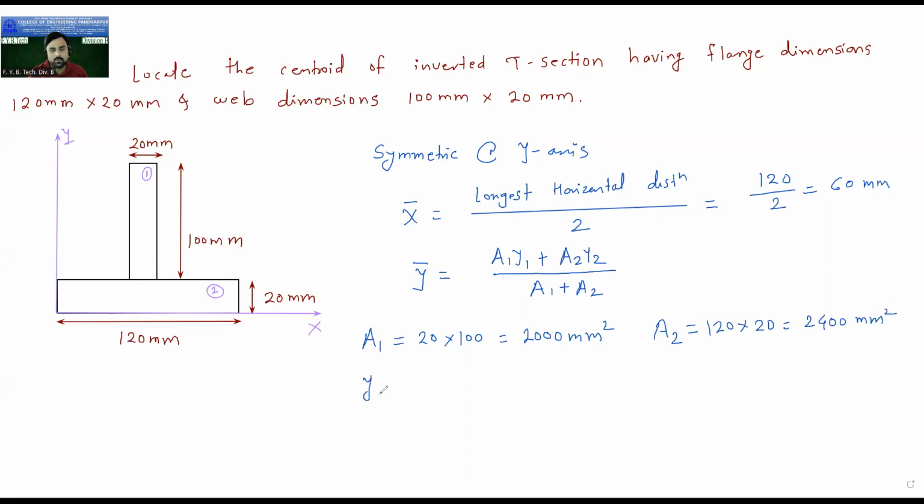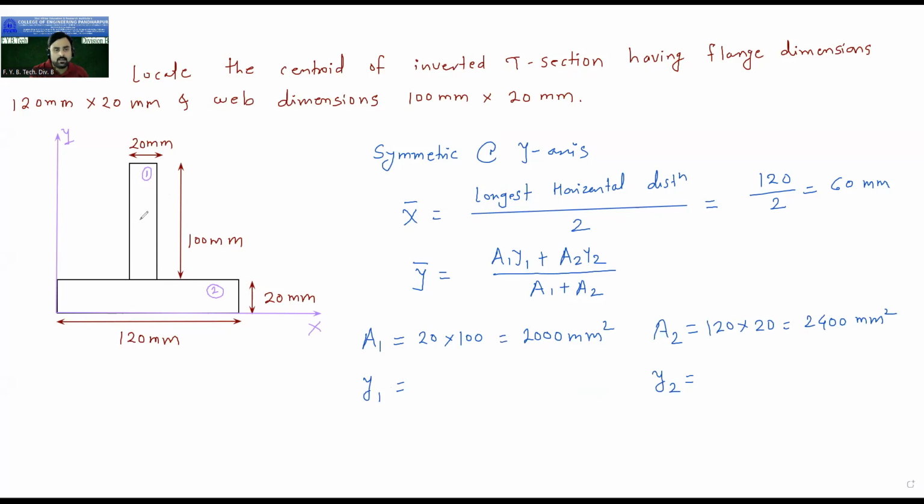After this, we will calculate Y1 and then Y2. So Y1, what is the Y1? Now locate the centroid of the first figure. 1 stands for first figure. So see the first diagram. This is your first rectangle, that is 20 mm by 100 mm.